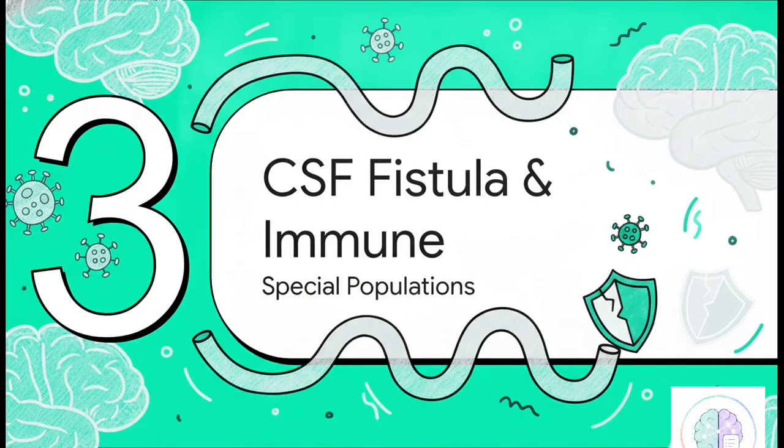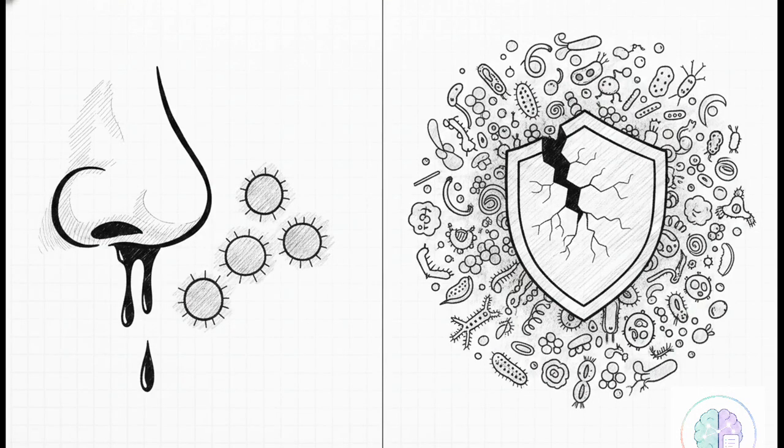Moving on to Section 3, CSF fistulas and immunocompromised hosts. When a patient has a specific structural or immune vulnerability, the pathogens totally change the game. If you suspect a CSF fistula, your prime suspects are usually streptococci. But if you have an immunocompromised host, say an AIDS patient, the threat list expands massively. You have to worry about every single post-op bug we just talked about, plus a whole new terrifying roster: Cryptococcus neoformans, M.